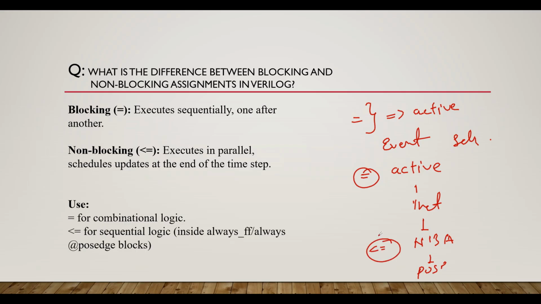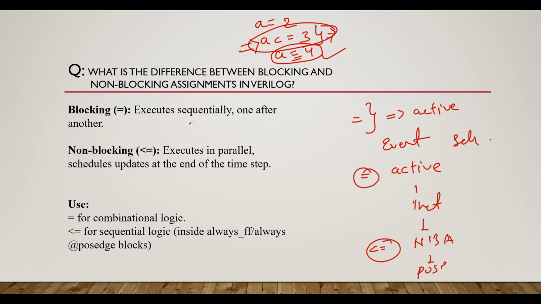Suppose you have written something like this: A equal to 2, A equal to 3, and then A equal to 4. See, this statement will execute later after this, because this falls under the active region and this comes under the NBA region. So this statement will execute first, and after that the NBA region statement will execute. So this is the basic difference between blocking and non-blocking assignment.